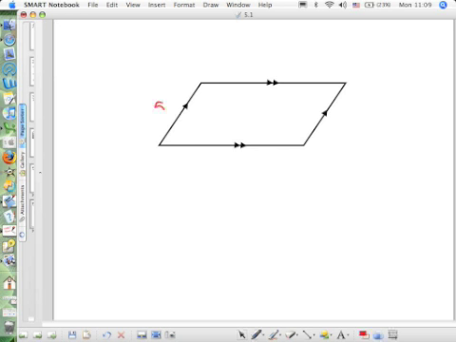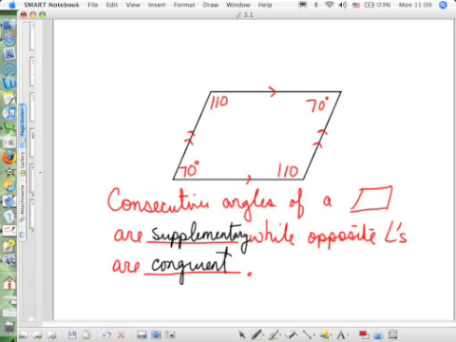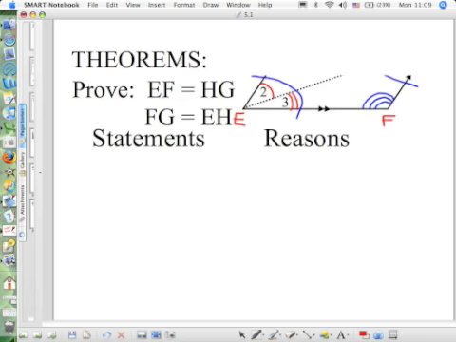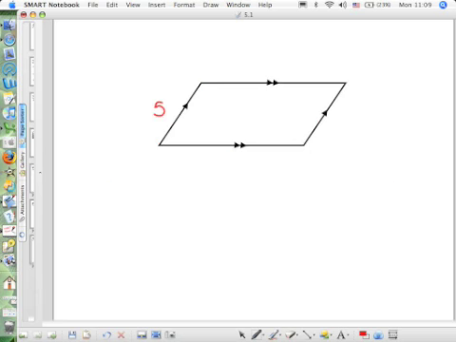So if this is 5 and this is 10, I didn't know that. I thought they were just parallel. Then the other side's 10. 5, the other side's 10. Then this is also 5 and this is also 10.